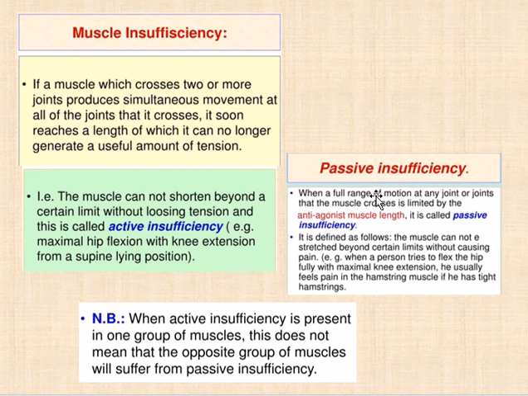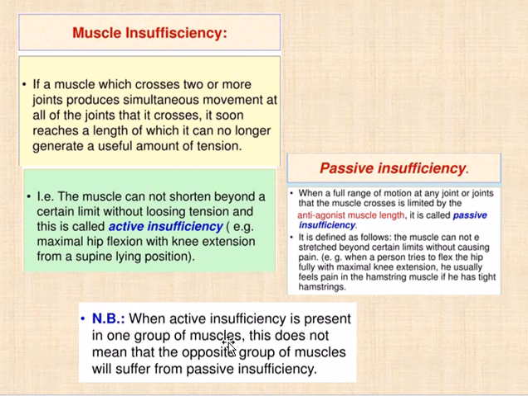Passive insufficiency: when full range of movement at a joint or joints that the muscle crosses is limited by the antagonist muscle length, it is called passive insufficiency. It is basically defined as follows: a muscle cannot be stretched beyond certain limits without causing pain. For example, when a person tries to flex the hip fully with maximum knee extension, he usually feels pain in the hamstring muscles if he has tight hamstring muscles. This is passive insufficiency.